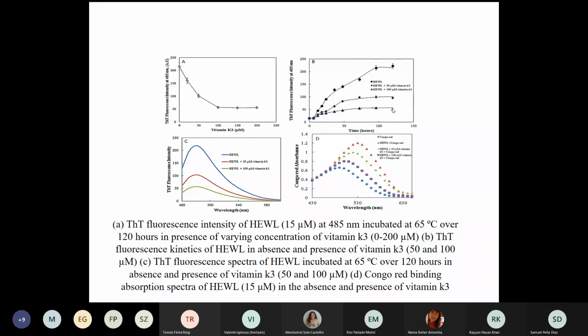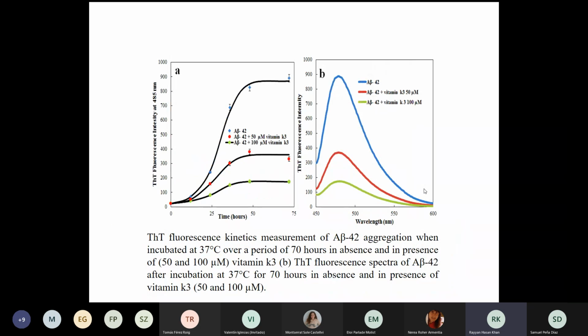This is in the absence, and this is in the presence of 50 and 100 micromolar vitamin K3. You can see there is a steep decrease in the kinetic curve also, and we measured the ThT fluorescence of these. These are the spectra of these 3 points, and this is Congo red. This is Congo red alone, this is the amyloid, and this is in the presence of 50 and 100 micromolar vitamin K3. You can see it approaches the free Congo red. So this shows that at a 100 micromolar concentration of vitamin K3, it shows an inhibitory effect.